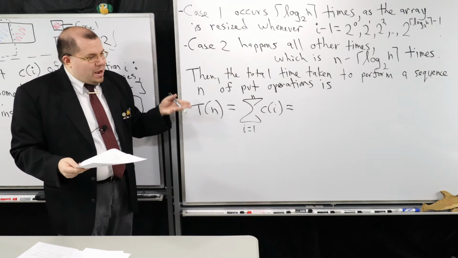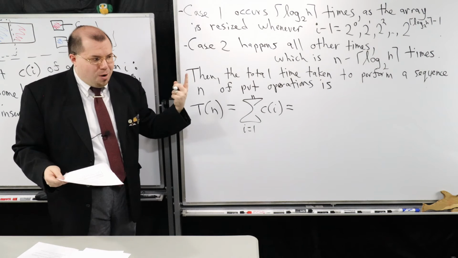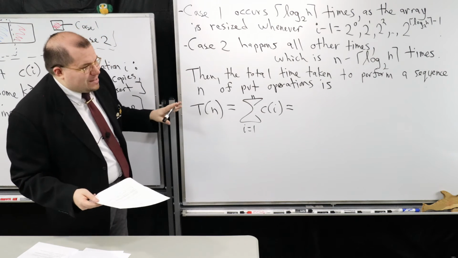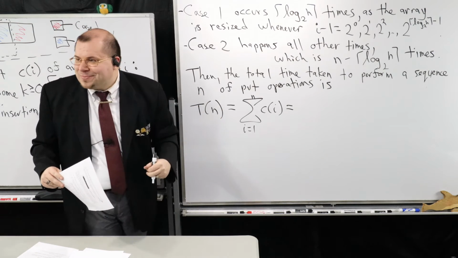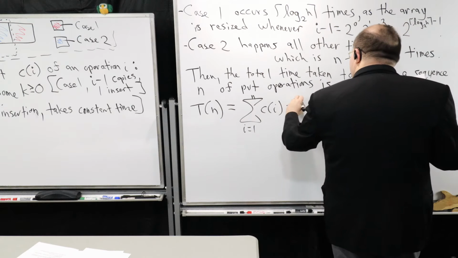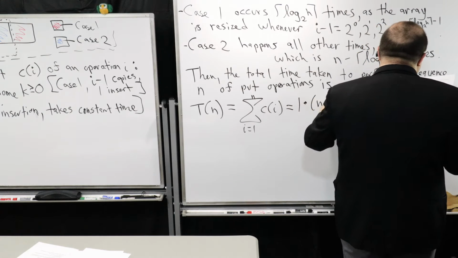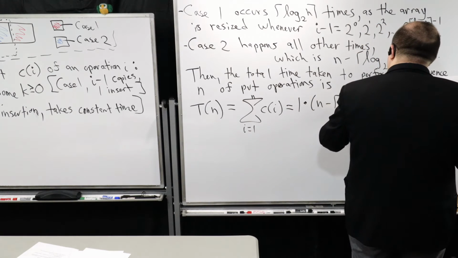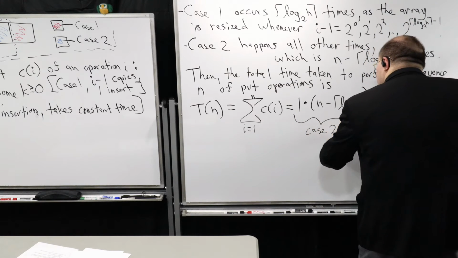If you know, for example, every operation takes one cost, like every one is just a cost of one, then you don't need to pull out something this sophisticated. You can just count them and sum them together, right? Here it's a little bit more complicated. So in case 2, the cost of that is 1. And how many times does it happen? n minus the floor of log base 2 of n. So that's case 2.